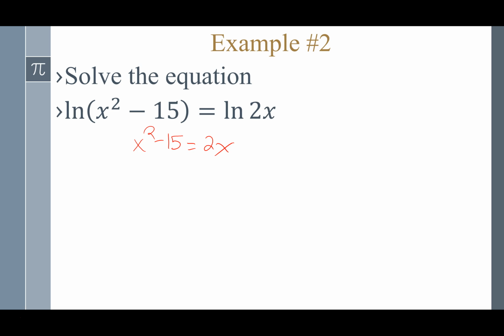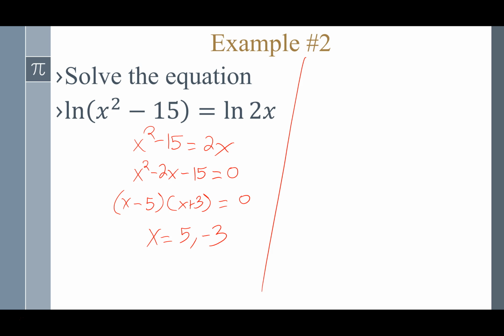Well, since it's x squared, this is a quadratic, so we have to move the 2x over. Make it x squared minus 2x minus 15 equals 0. And now we've got a quadratic to factor. So we'll set up our two sets of parentheses. We'll have an x minus 5 and an x plus 3 as our two binomial terms, meaning x equals 5 and negative 3.